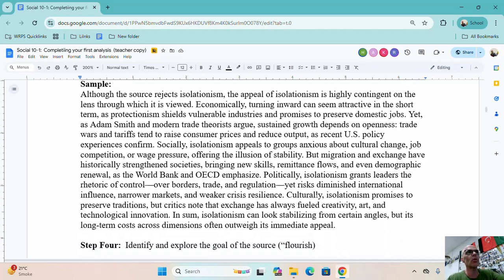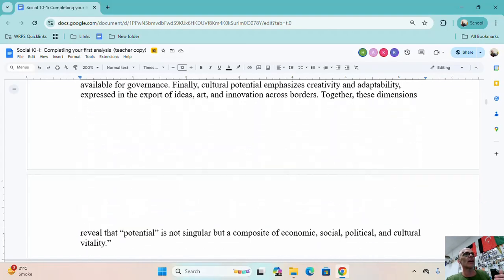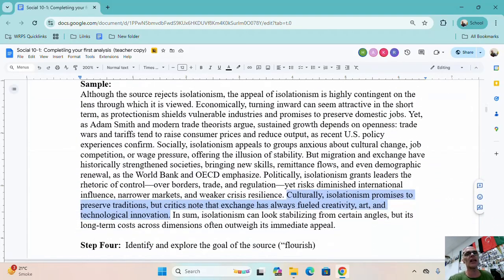So for example, just pulling one of them out, culturally, isolationism promises to preserve traditions, but critics note that exchange has always fueled creativity, art, and technological innovation. So this, from a cultural lens, looks at the idea of whether or not isolationism is good or bad. So that step 3 is similar to step 2, but it's adding more of that division of society nuance to it.